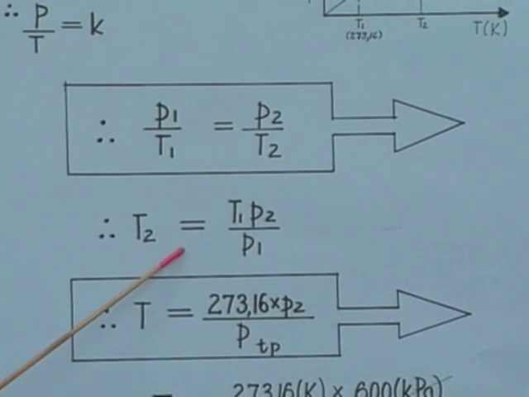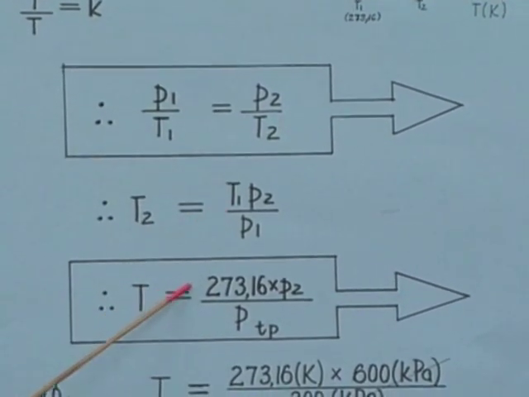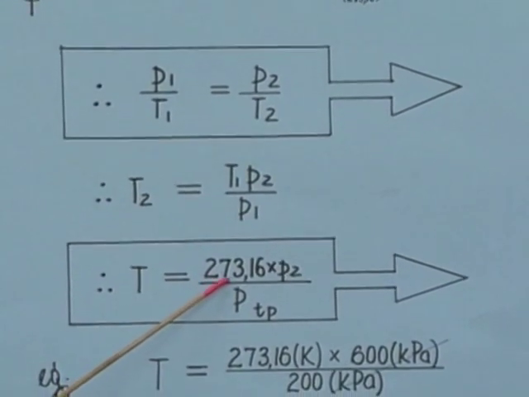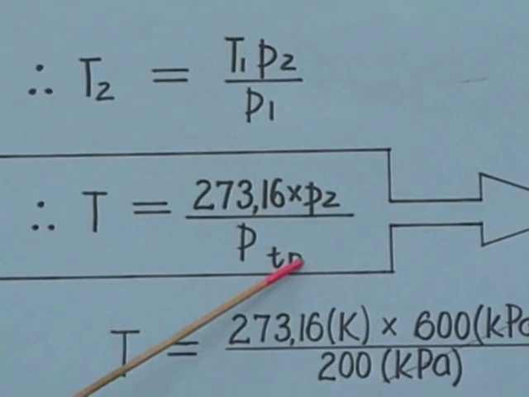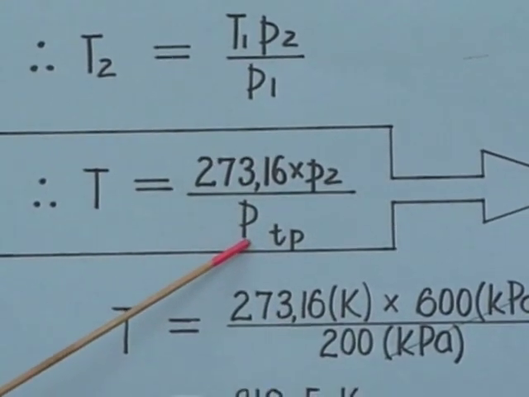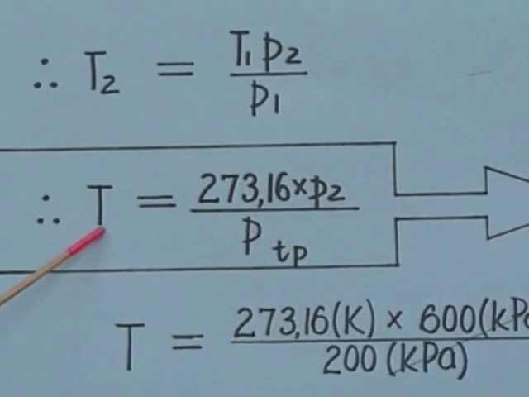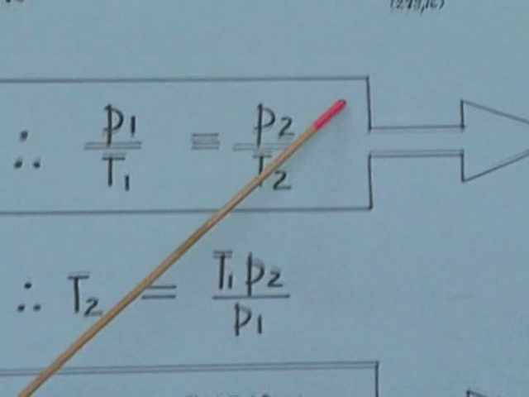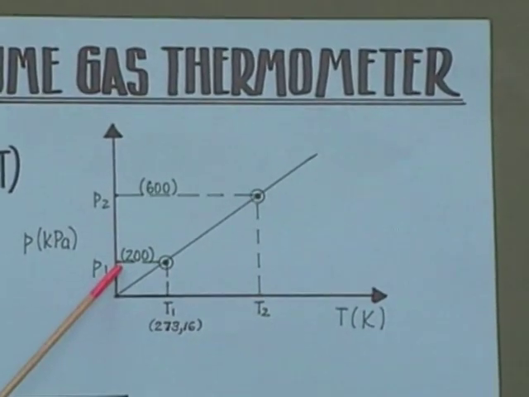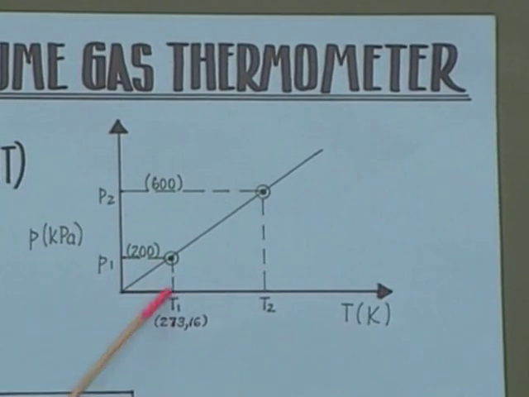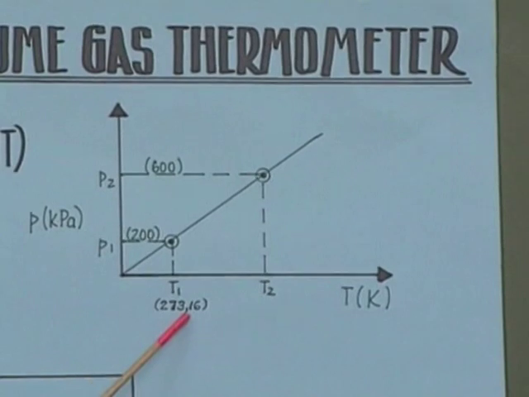If we now take T1, the first temperature, to be the triple point of water, which is 273.16 Kelvin, then the pressure corresponding to that will be the triple point pressure. And P2 will be the pressure at the unknown temperature. If I look at my PT graph, let us say the pressure at the triple point is 200 kPa, the triple point temperature being 273.16 Kelvin.